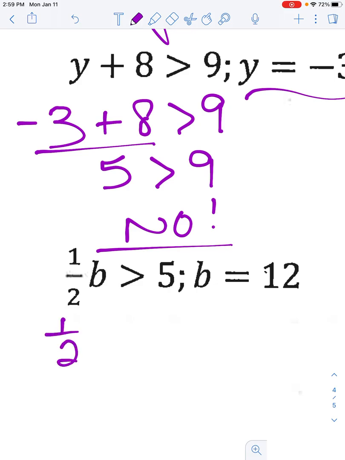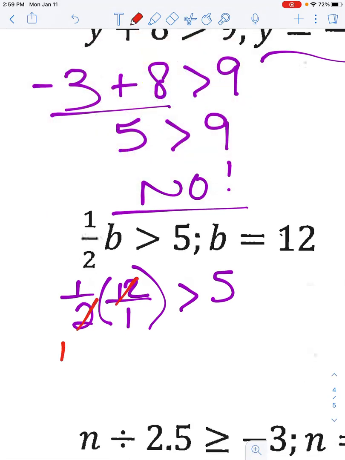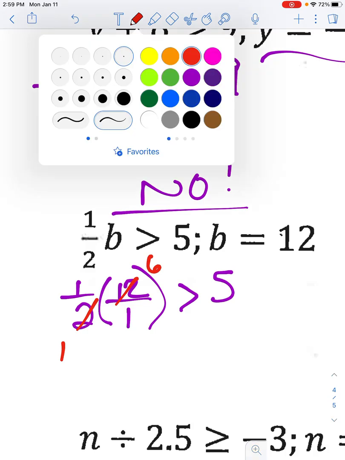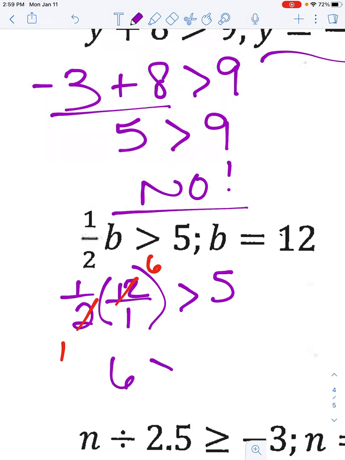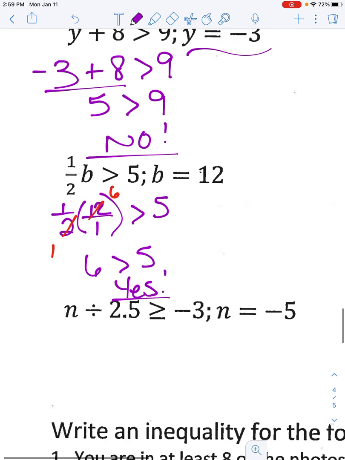The next one, 1/2 b is greater than 5. Can b be 12? 1/2 times 12 is greater than 5. I'm going to do a cross cancel. So 6 is greater than 5. That's true. Yes, b could be 12.